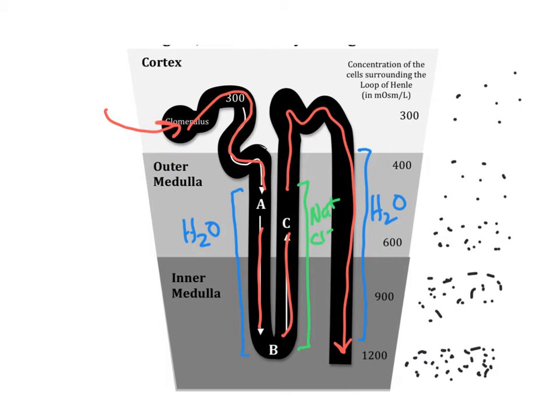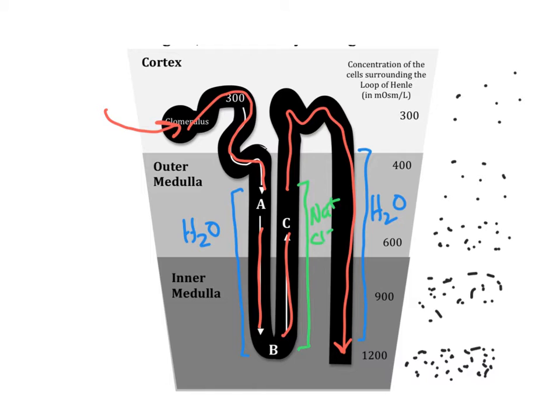So normally, as the blood is flowing down, where's my little pointer? Oh, it's a lightsaber. Funny. Let's grab a dot. As the blood is going down through here, it starts out at 300, equal to the surroundings, but it's traveling into a more concentrated area while still at 300.